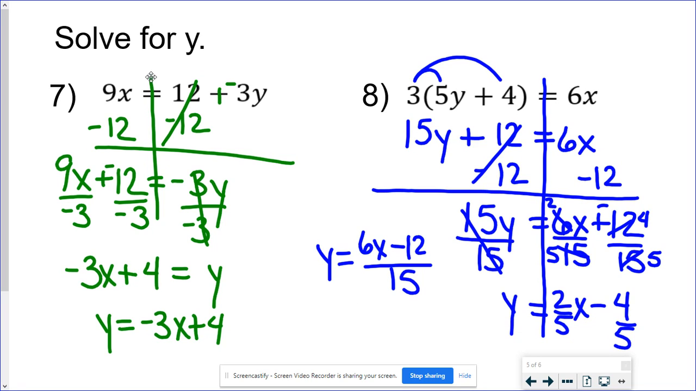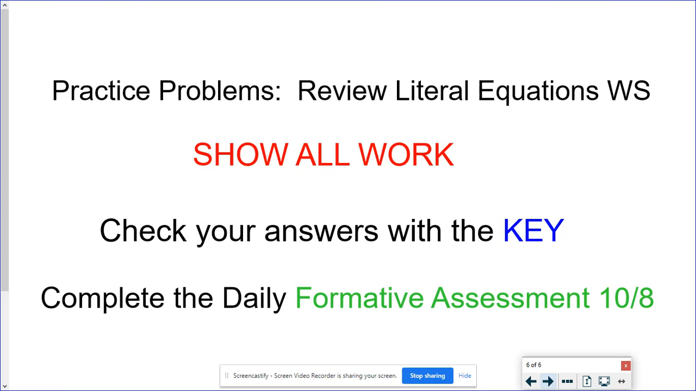Now, today's practice problems are on a worksheet. It says review literal equations worksheet. Make sure that you are showing all of your work. These problems are not that difficult. It's just using all of your equation solving skills. It's just that now we're moving stuff instead of actually crunching numbers. When you're done, make sure that you check your answers with the answer key. And then when you're done with that, we have that daily formative assessment. Make sure that you take that and let me know if you need any help.